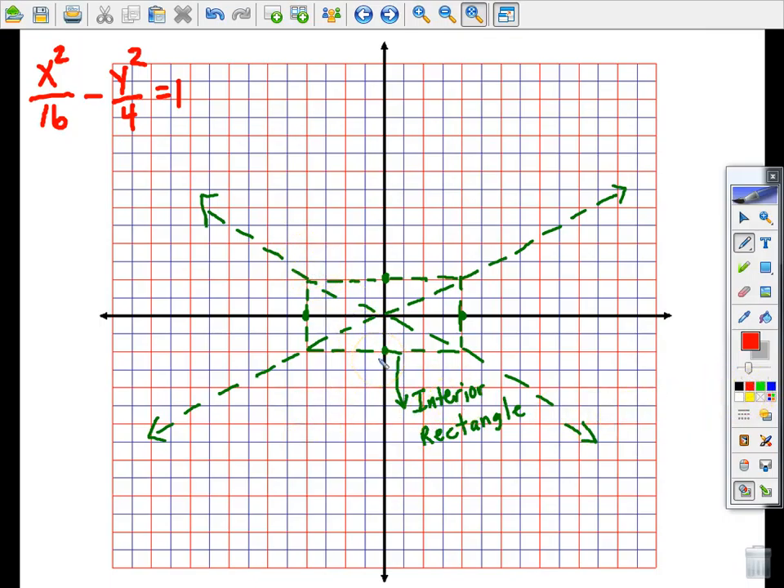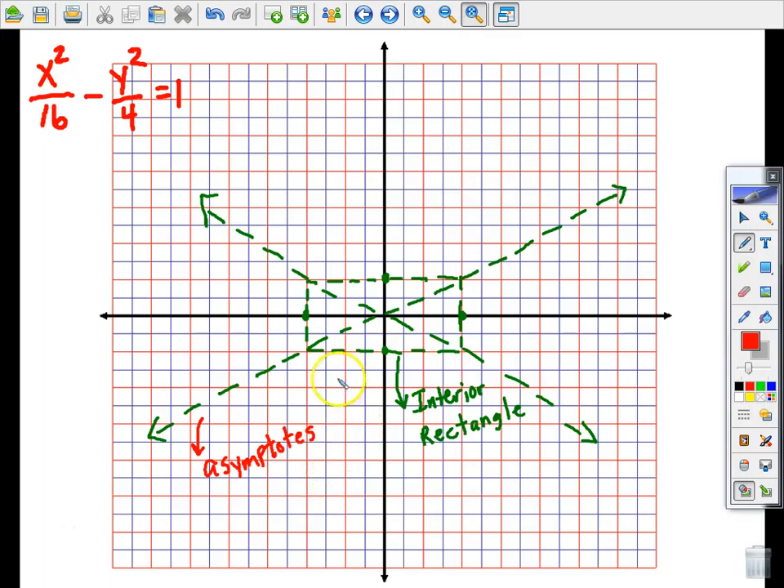Well, you're already familiar with what these lines are. We've dealt with these quite a bit in the past. These 2 lines represent asymptotes. Lines that our graph will always approach but never touch. All right, everybody with me so far?